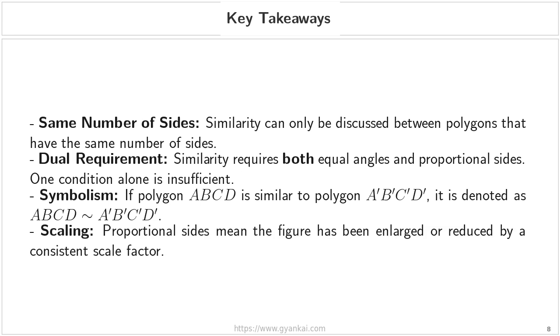Finally, keep in mind the concept of scaling. When we say the sides are proportional, what we are really saying is that the figure has been enlarged or reduced by a consistent scale factor. This is why the shape remains identical even though the size changes.